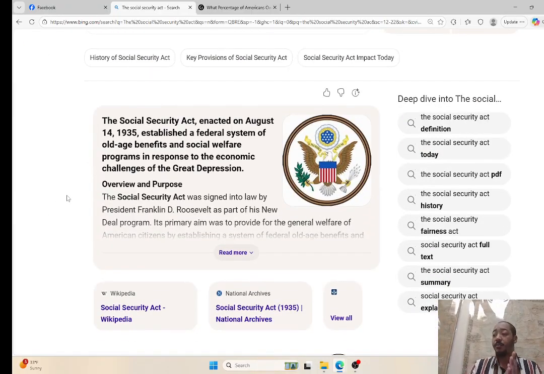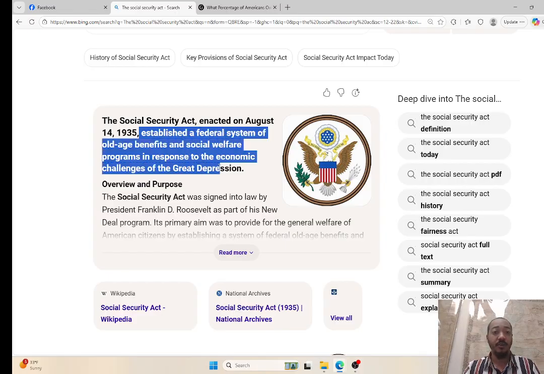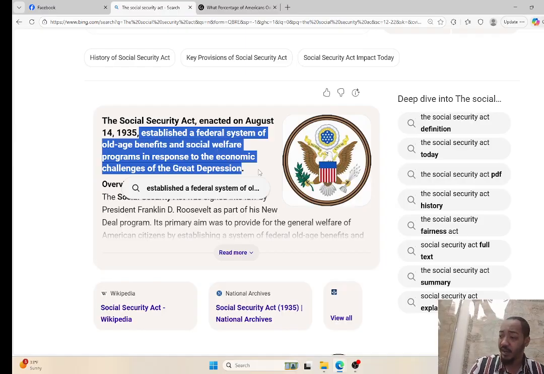So again, we're waiting as a people. You took our gold. We're not in this Great Depression anymore. What are you presenting to us? So America put this together and said, for being a U.S. citizen, we are going to establish a federal system of social welfare programs in response to the economic challenges of the Great Depression.